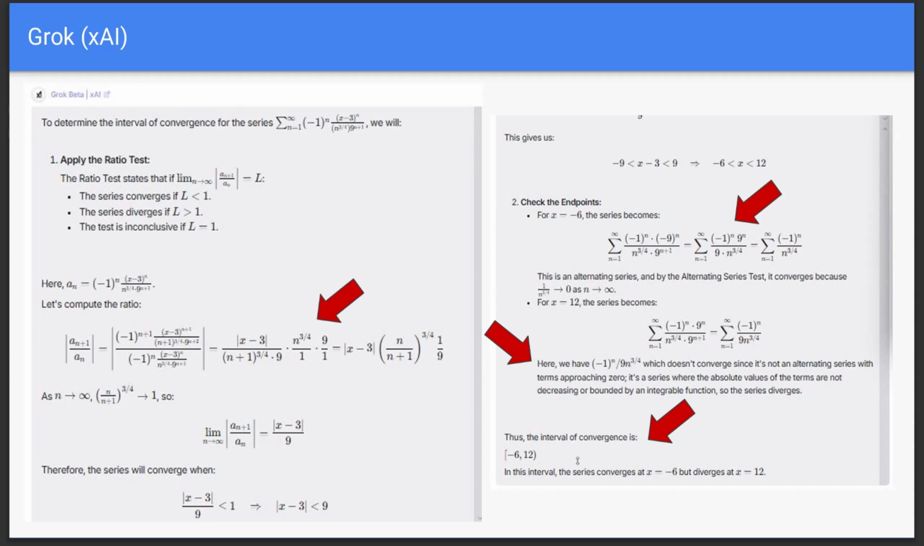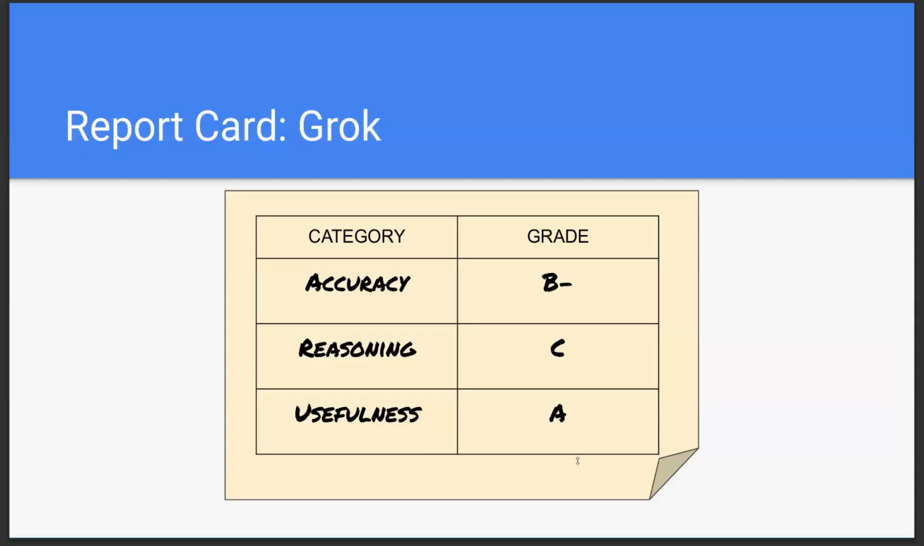Okay, so let's give this thing a grade as well. So for me, I think the accuracy was a B minus, right? It got -6 and 12. It did not get the right brackets. It included -6 and excluded 12. In particular, I think the reasoning was mostly sound, but it made a lot of minor errors. And I think for all those minor errors along the way, we're going to give it a C.